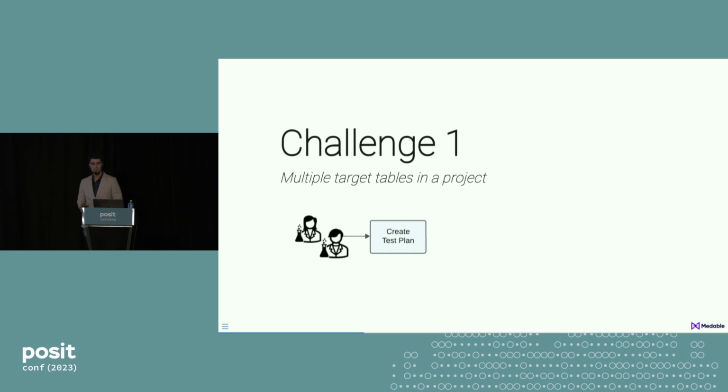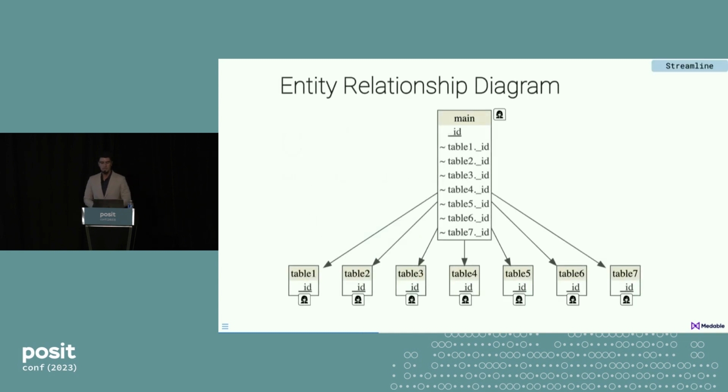So the first challenge is we wanted, point blank, to operate on more than just a single target table. Here's an example of a data model for a very simple study that we may see. If we wanted to test each individual table, we would need to create each individual agent and apply them to the tables. And that's at the core of pointblank, and we didn't want to change that for our needs.